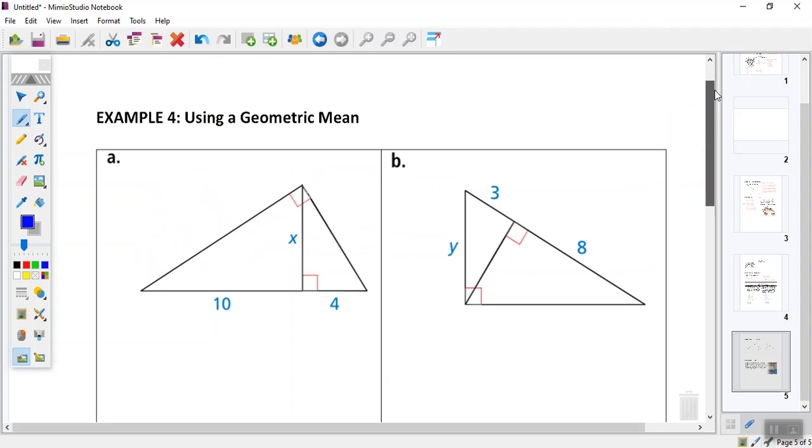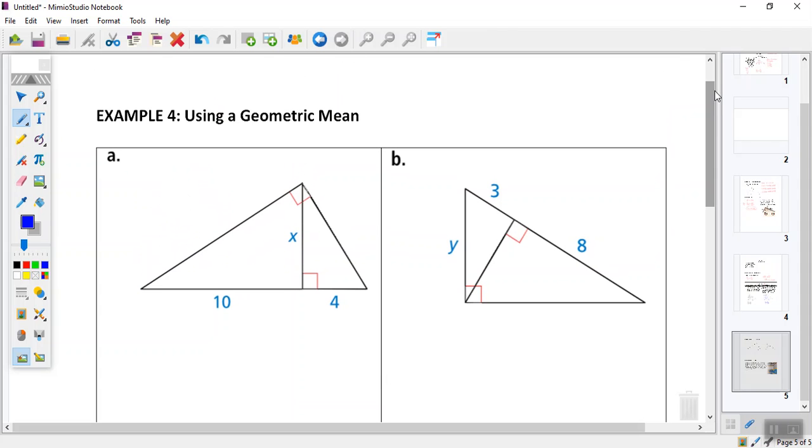Guys, these two examples, these are crucial. You need to know how to do this. That's how you spell crucial? I think so. I don't know. My English ain't so good. It looks like, but it doesn't look like that.